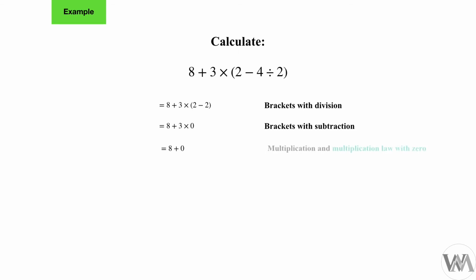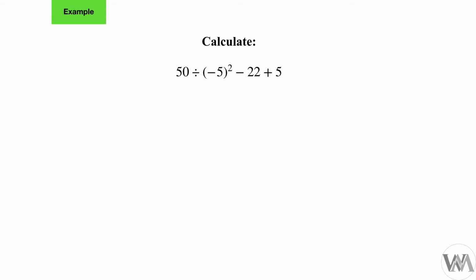Our next step is to multiply 3 with 0 and use our multiplication law that states that any number multiplied with 0 equals 0. Now we have 8 plus 0. And finally, we're going to do the addition. 8 plus 0 equals 8.